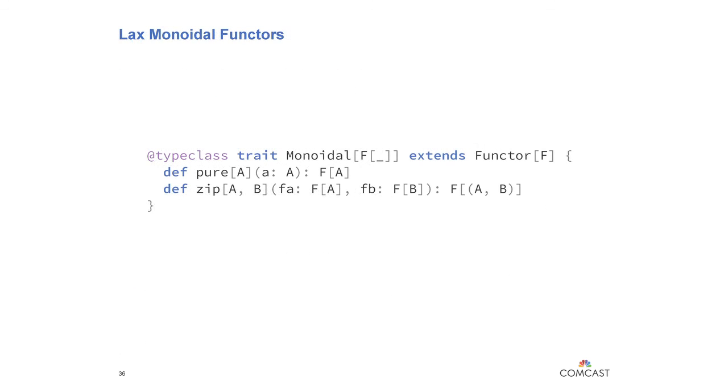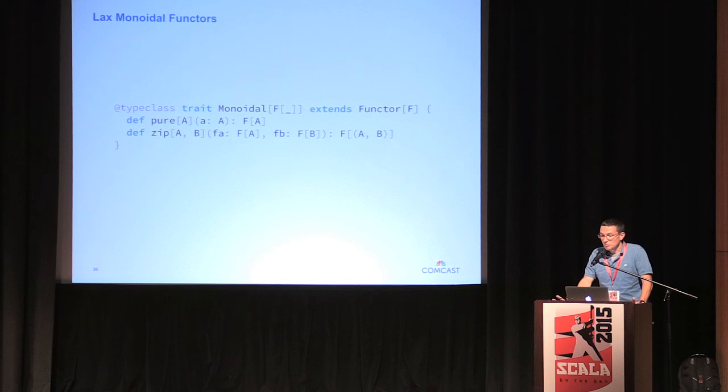So I want to look at them from a different angle. I want to look at something called lax monoidal functors. And I'm not going to talk about why we call them lax monoidal functors. All a lax monoidal functor is, is a type class that extends functor and defines two operations, pure and zip. Pure is going to have the exact same signature as before. And zip is pretty straightforward. We have an F of A and an F of B, and we're just going to put them together and get back an F of A, B.